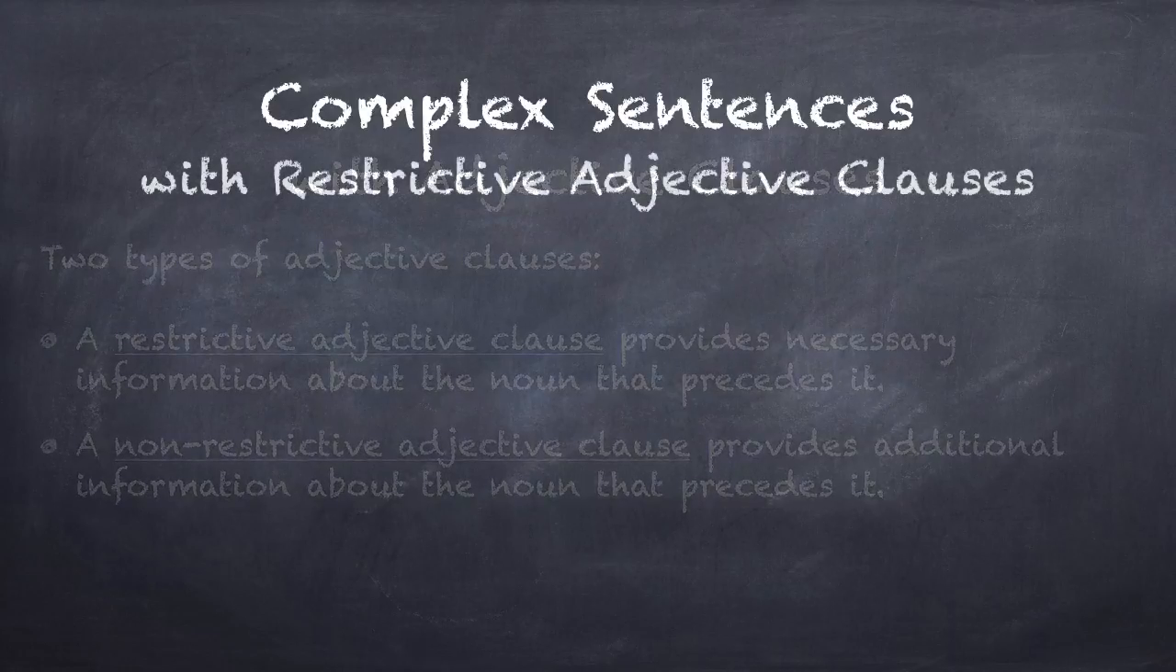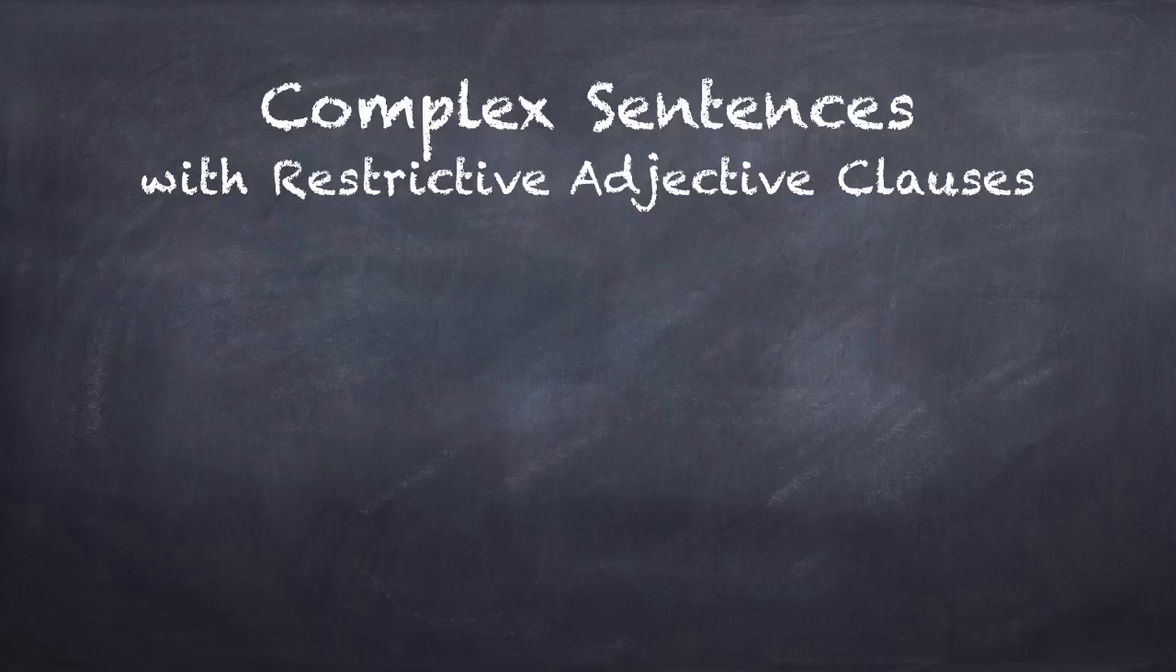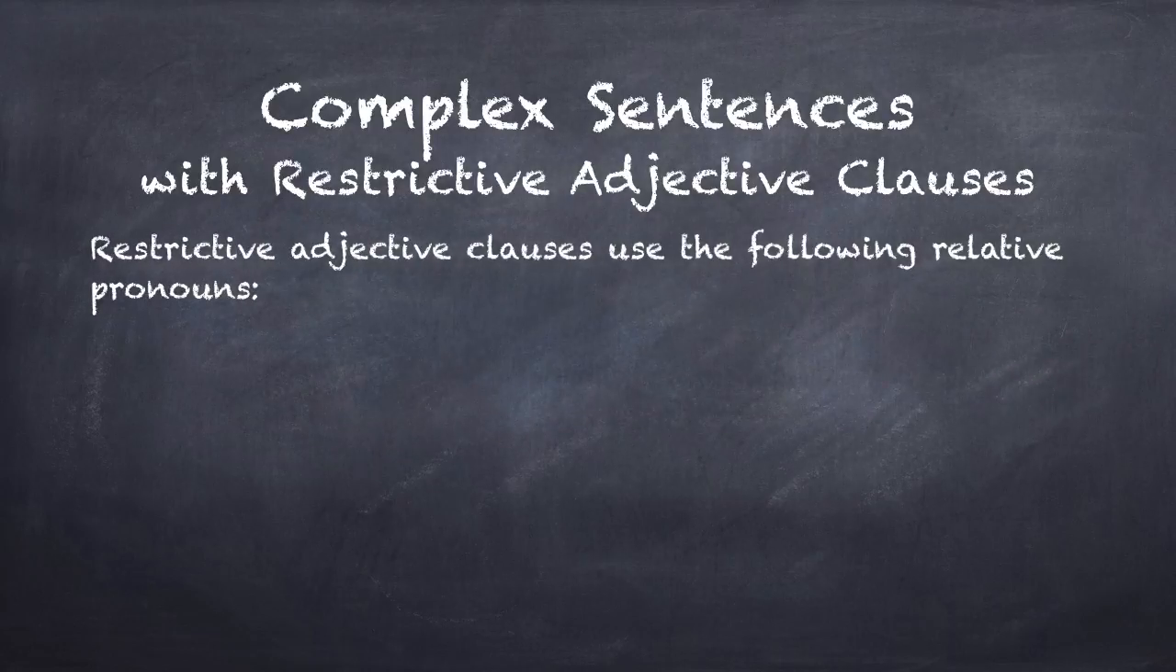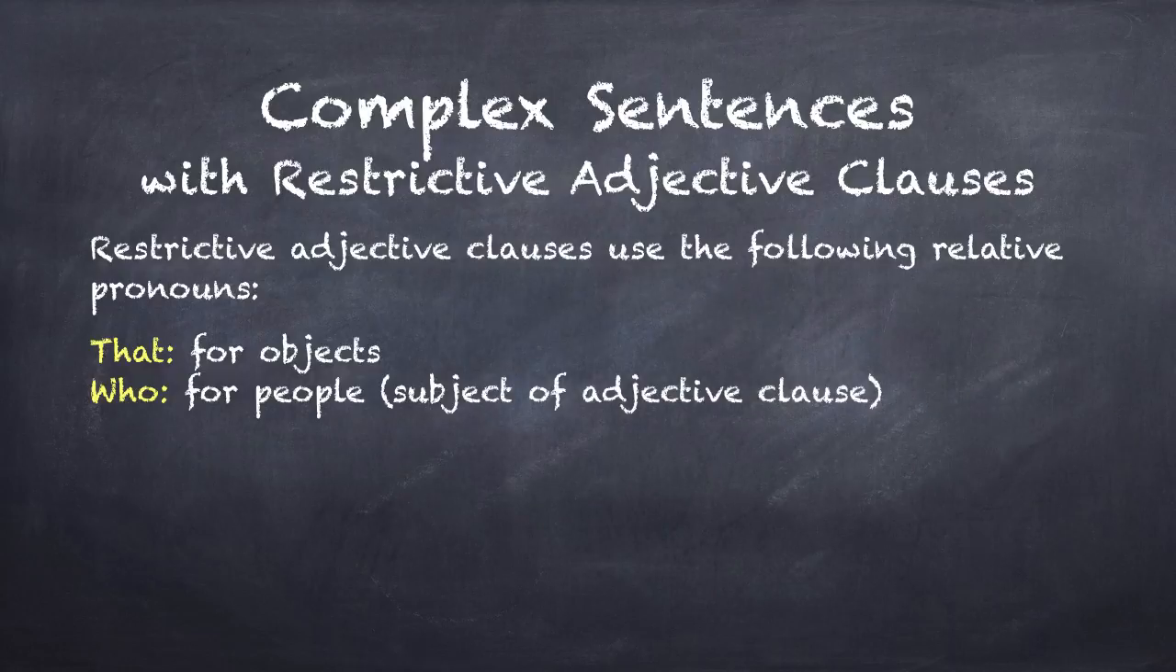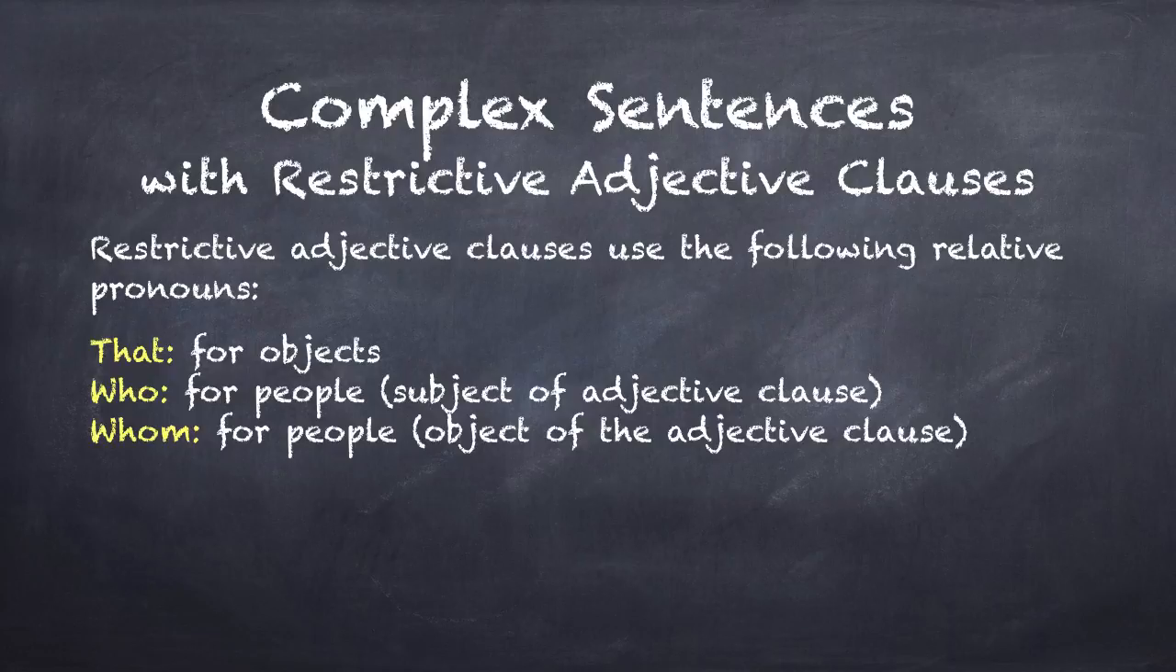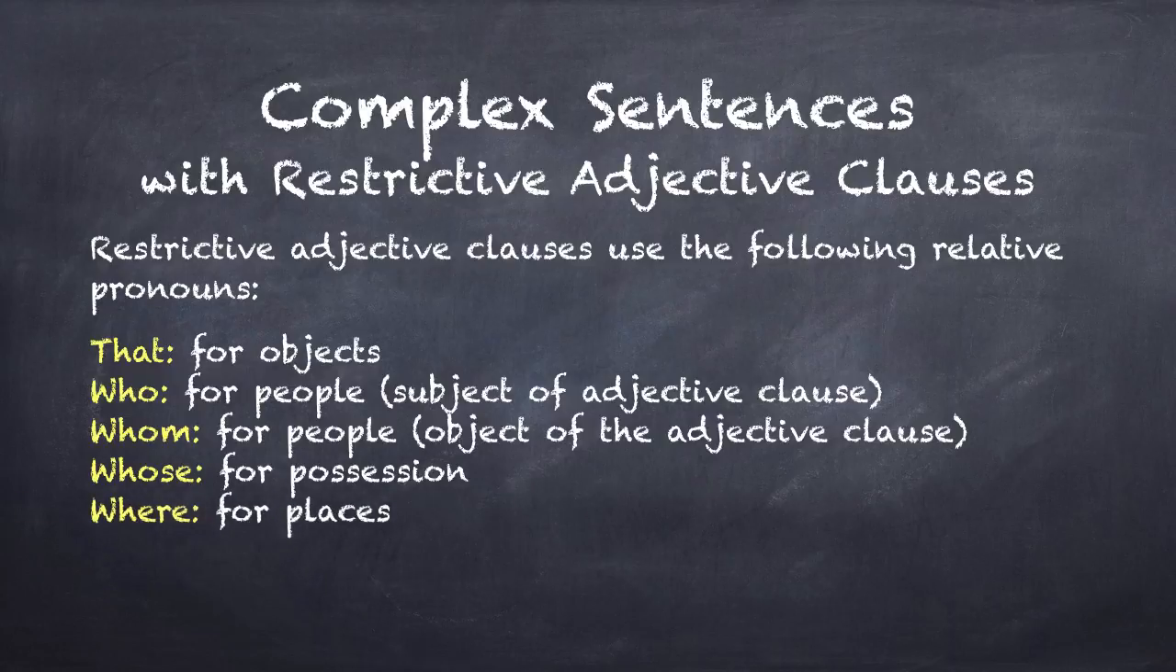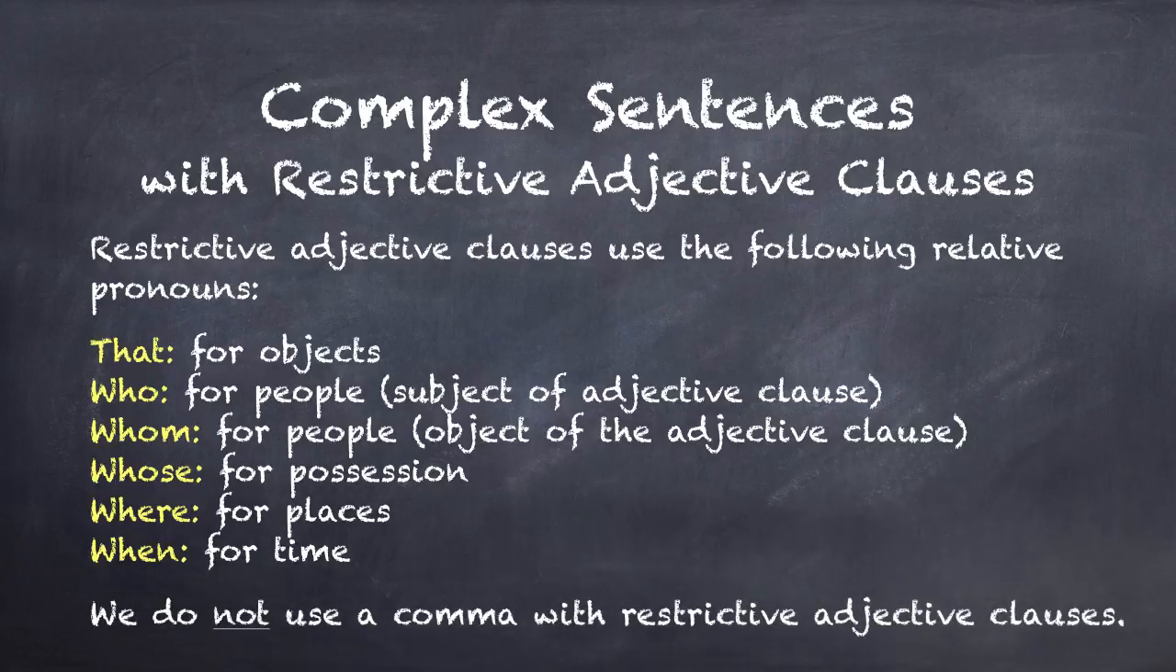Now, let's take a closer look at restrictive adjective clauses. Restrictive adjective clauses use the following pronouns. We use that for objects, who for people when they're the subject of the adjective clause, whom for people when they're the object of the adjective clause, and whose for people when we have possession. We use where for places and when for time. Please keep in mind that we do not use a comma with restrictive adjective clauses.